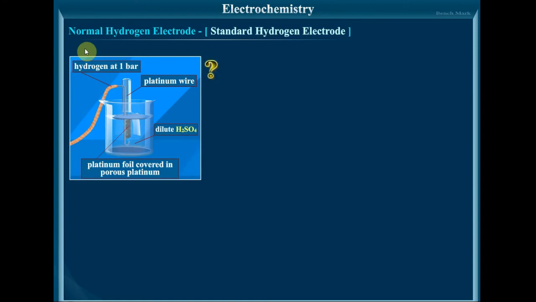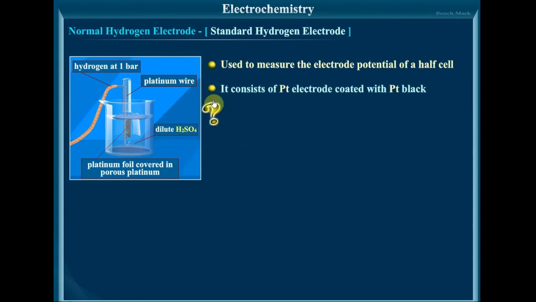The electrode potentials of other electrodes are determined by coupling them with SHE. The electrode potential of an electrode determined relative to the standard hydrogen electrode under standard conditions is called the standard electrode potential, and it is represented as E naught. That is, when you see the naught there, it means this is under standard conditions. So SHE is used to measure the electrode potential of the half cell. It consists of a platinum electrode coated with platinum black.